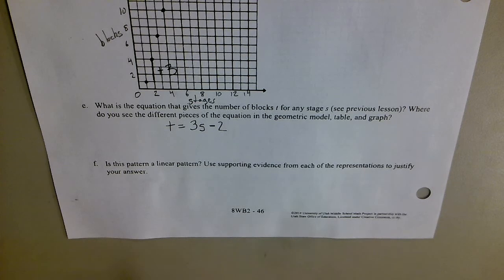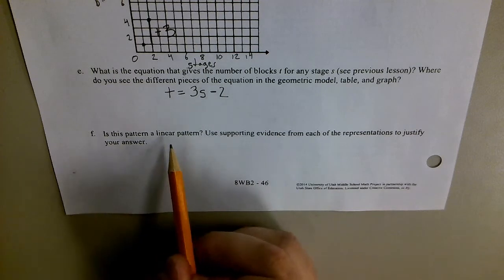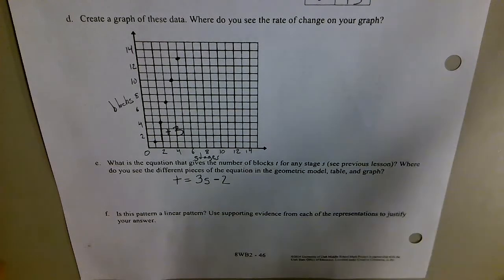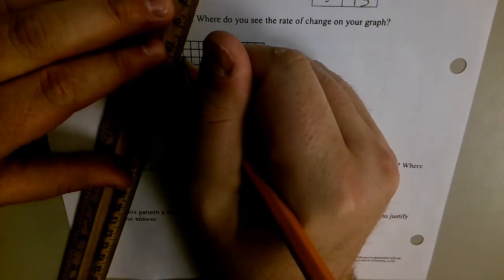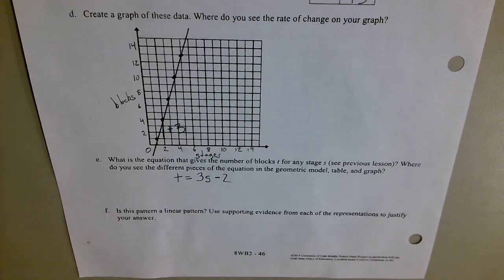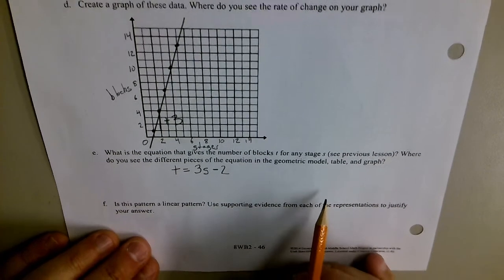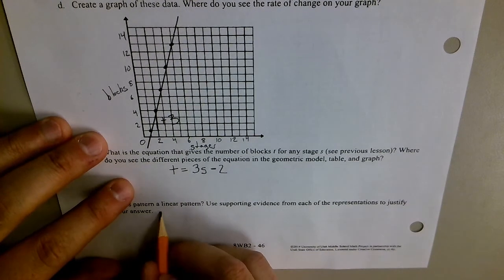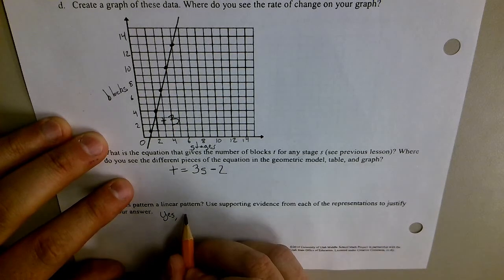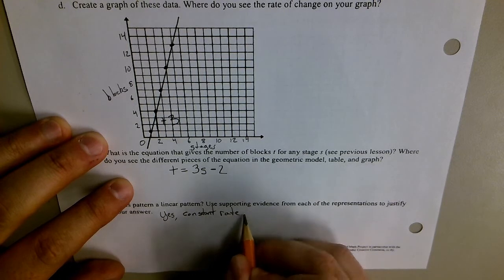And then we can ask ourselves, is this a linear pattern? Okay? So basically, is this a line? So let's just grab our ruler, our straight edge, and let's check it out. So is this pattern linear? If I draw that line straight through, it connects all of them. So yes, it is linear, and the reason why is because it has a constant rate of change.